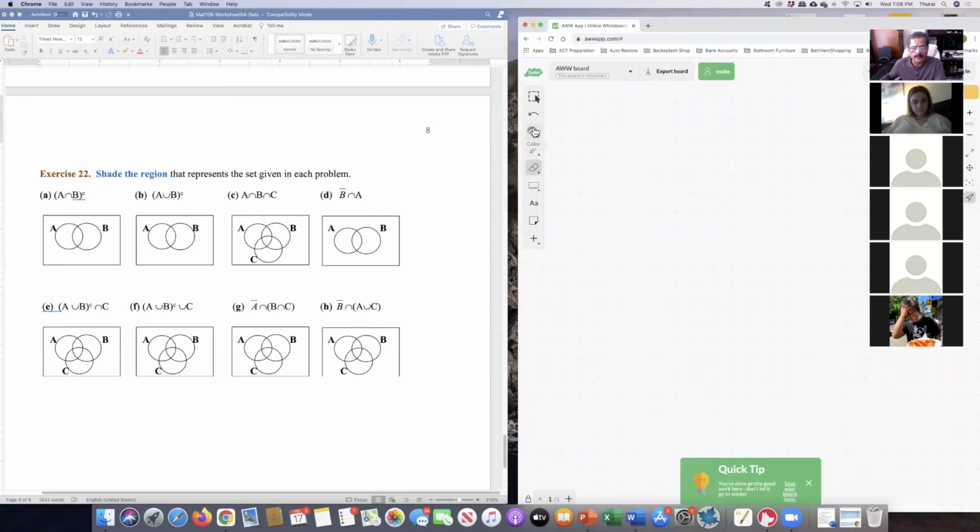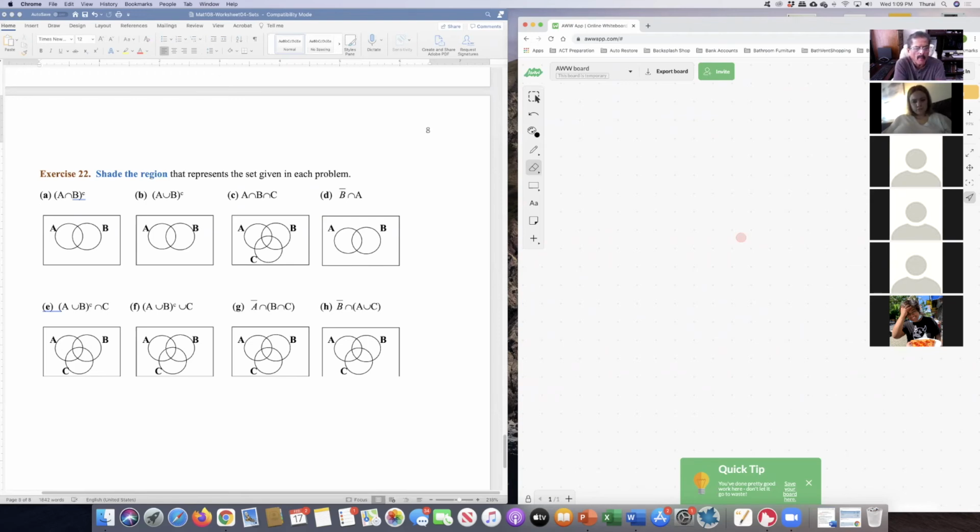We're going to the second question, which is A union B complement. What region should that be? Would it be everything including the intersection? You mean A and B combined, including the intersection? Yes, that would be A union B. But what we need here is A union B complement. It's the whole area outside the two circles. That's right. Very good.